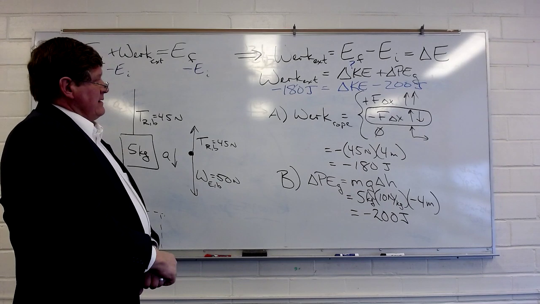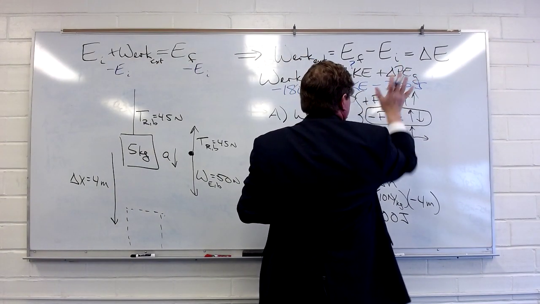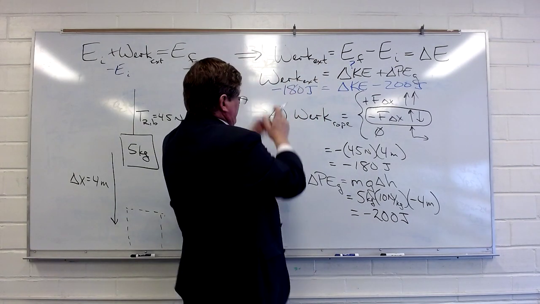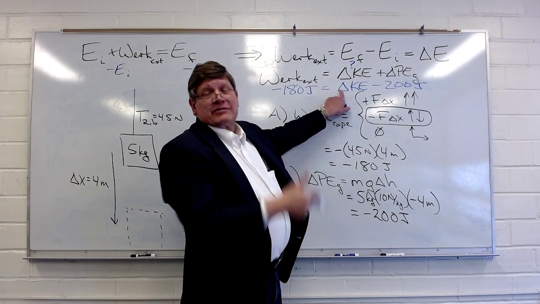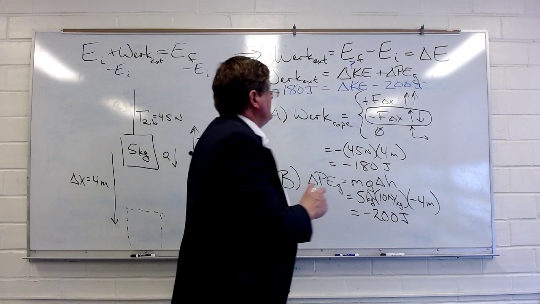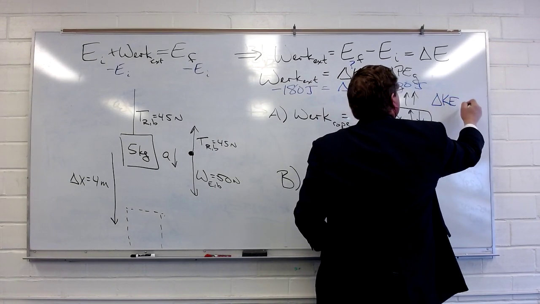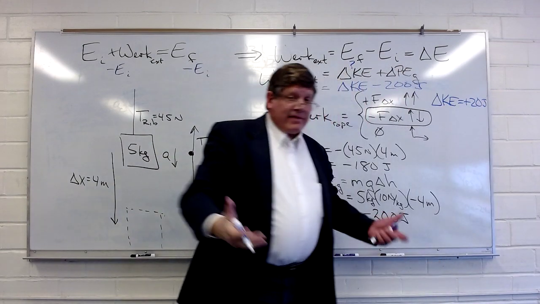Okay? So if you've got two bank accounts, and this bank account went down by $200, but your total worth only went down by $180, that means this bank account must have gone up by $20. So that's going to give me a change in kinetic energy of a positive 20 joules. And that's what we expected.